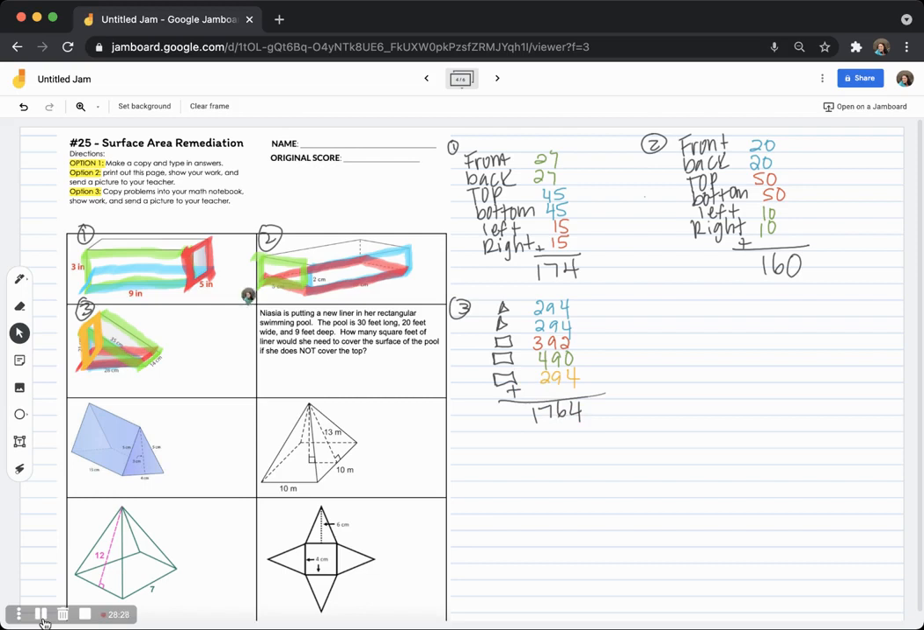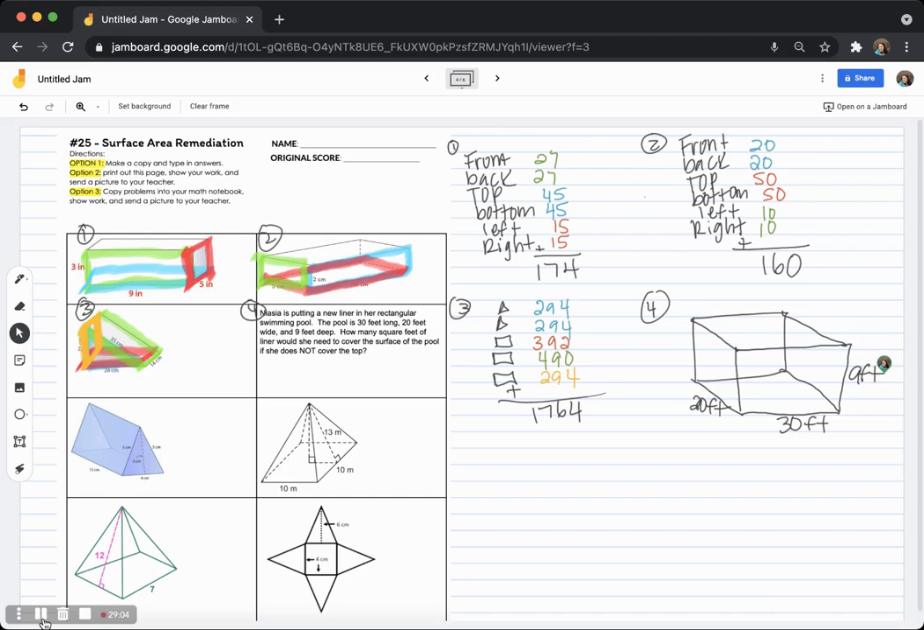Right, number 4 says Nyaja is putting a new liner in her rectangular swimming pool. The pool is 30 feet long, 20 feet wide, and 9 feet deep. How many square feet of liner would she need to cover the surface of the pool if she does not cover the top? So I have my rectangular prism here. And I'm going to label my dimensions. So it says that it is 30 feet long, 20 feet wide, and 9 feet deep.